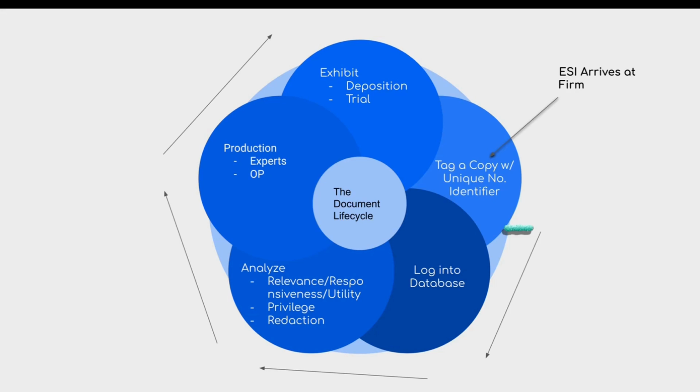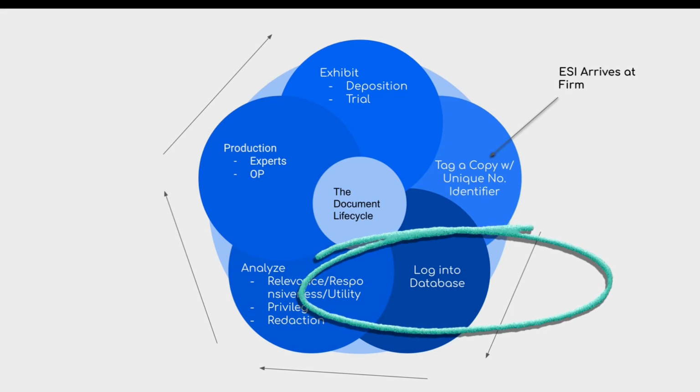You want to log this into a database. Now you know the name of the database. In my law firms, it's called the ESI tracking sheet. Everything that comes through the door gets tagged and labeled. This way we know we got it, we know when we got it, we know what we got, and it's ready to be produced.